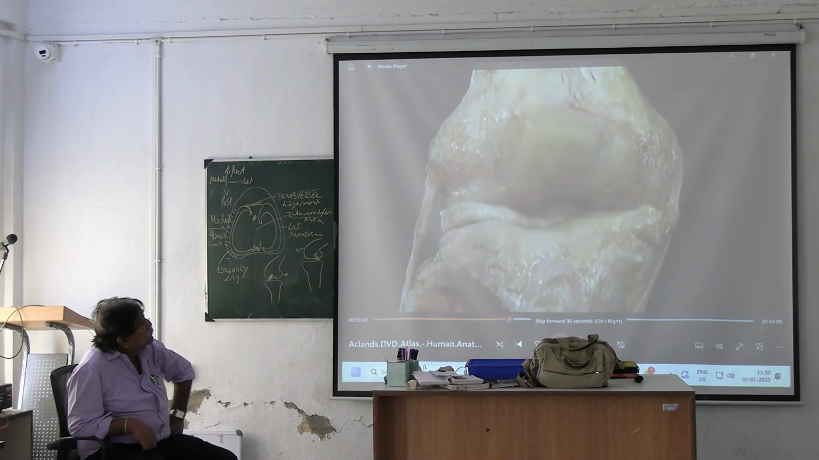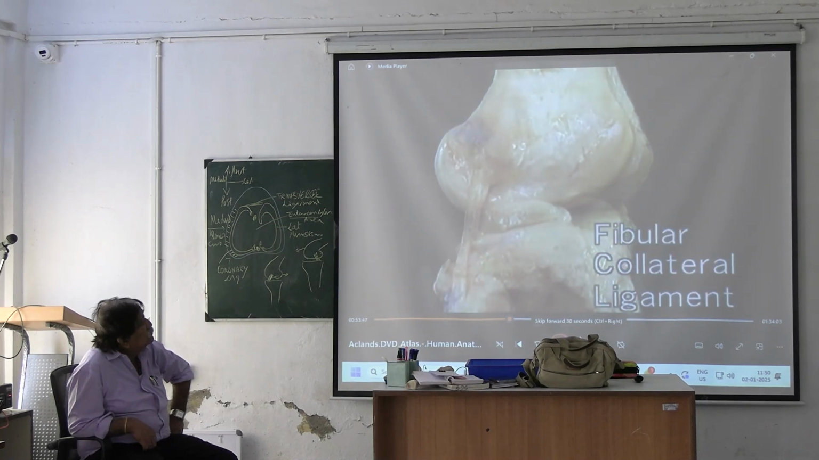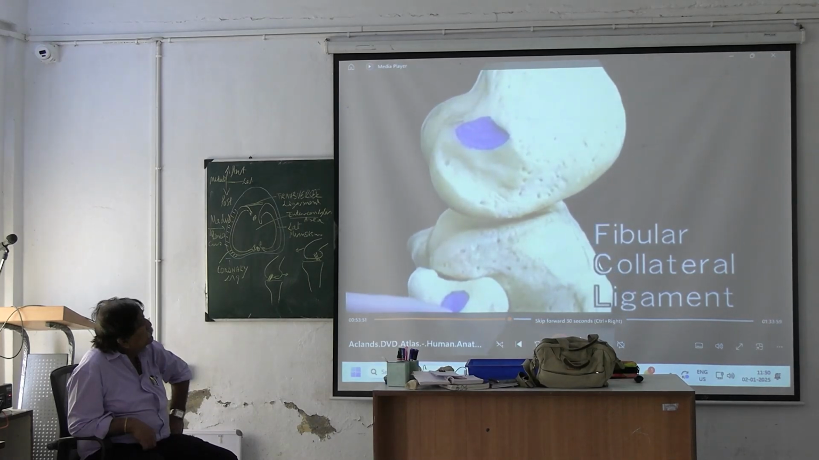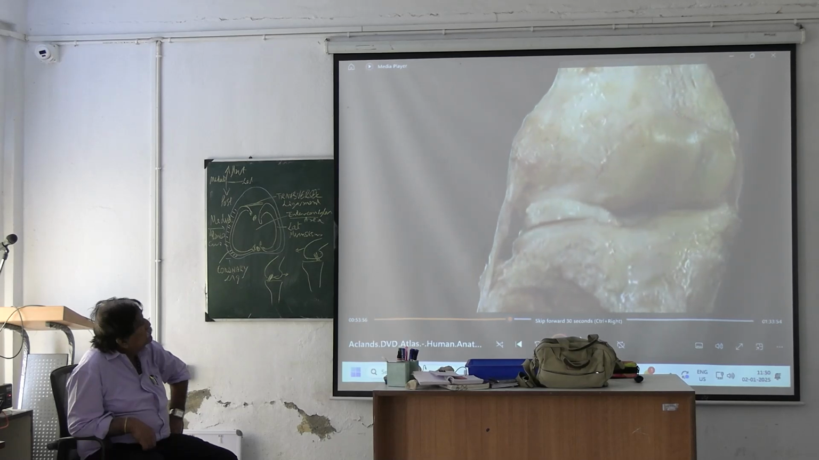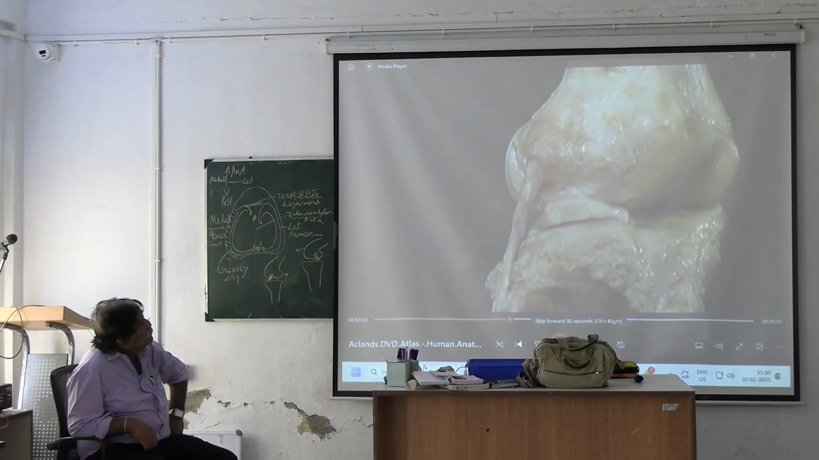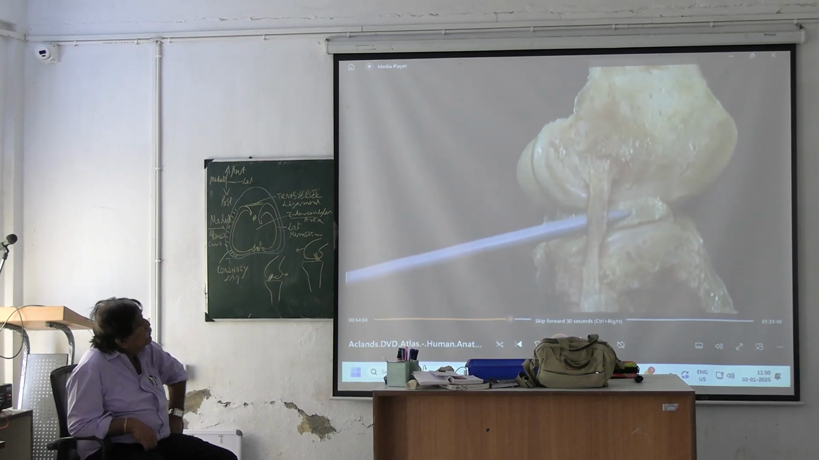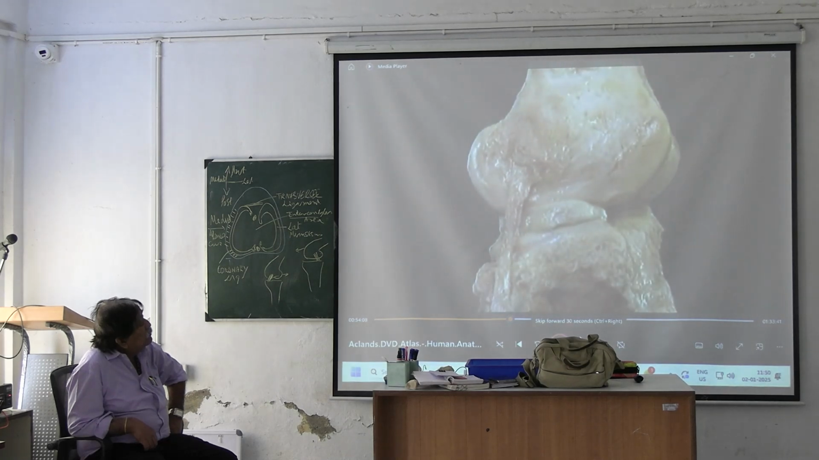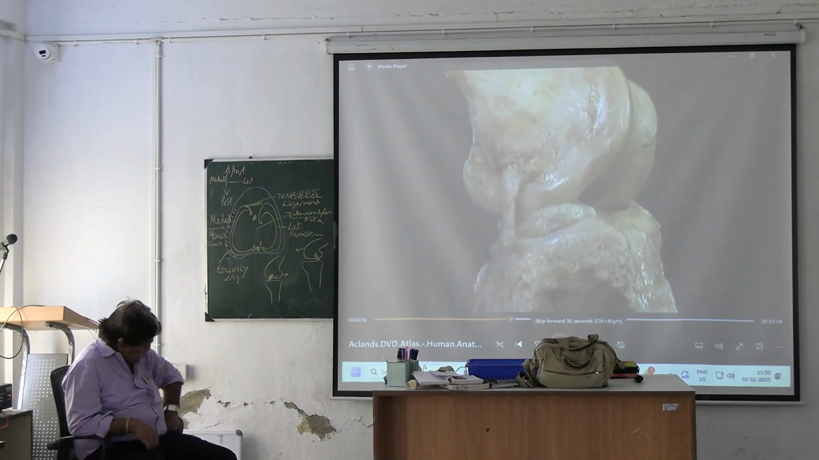Now let's look at the rather different fibular collateral ligament. It goes from the lateral epicondyle of the femur to the head of the fibula. The fibular collateral ligament stands out from the side of the knee joint. Unlike its tibial counterpart, it doesn't blend with the joint capsule. It's not attached to the meniscus. When the knee joint is extended, both the collateral ligaments are tight. In flexion, they become less tight.